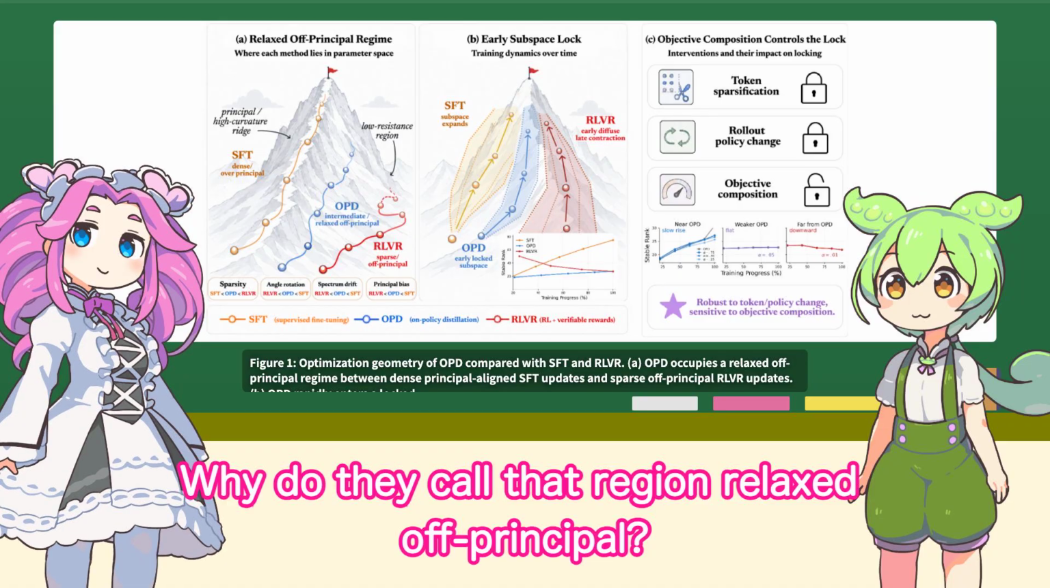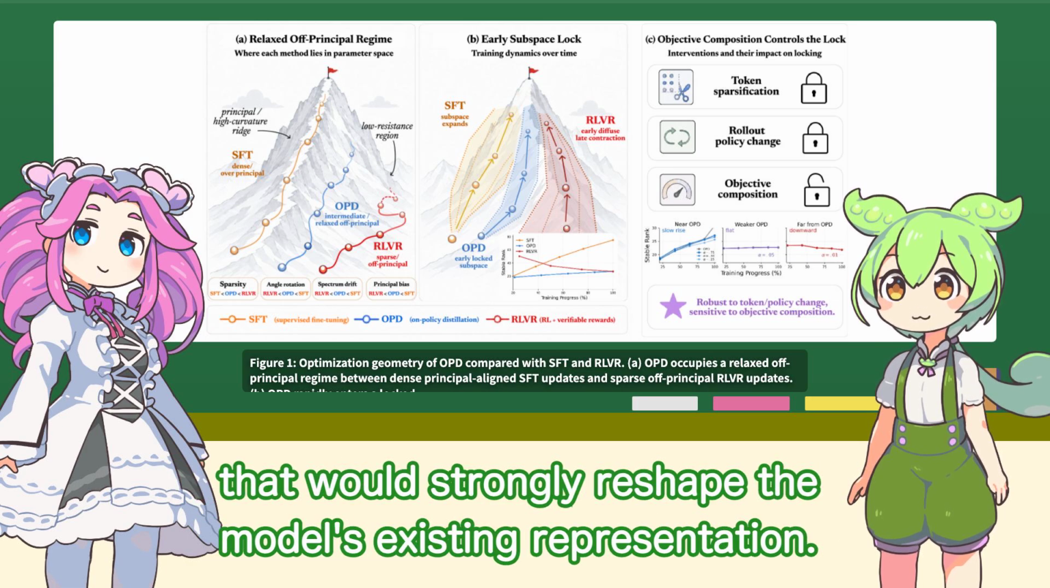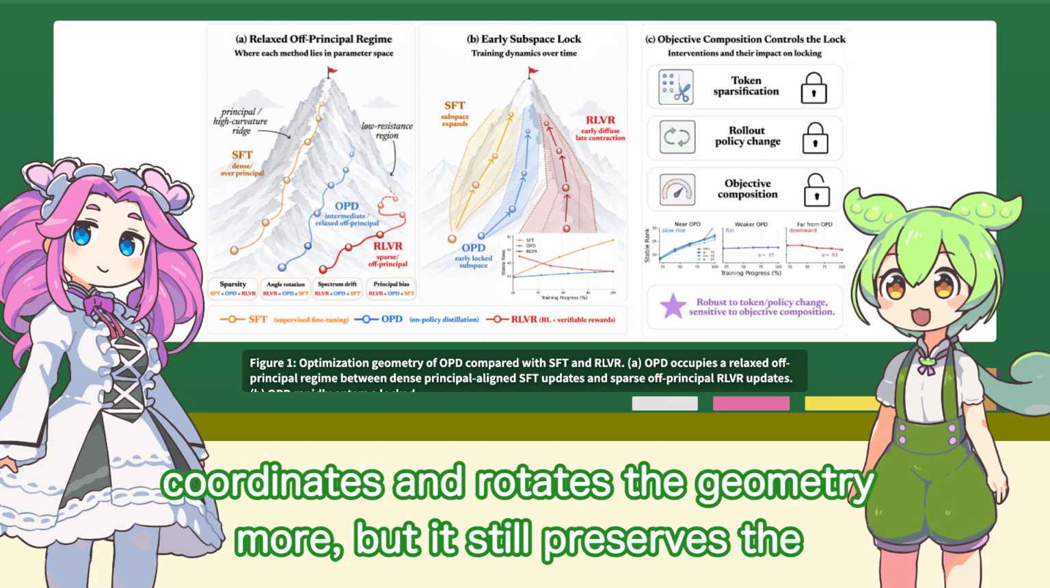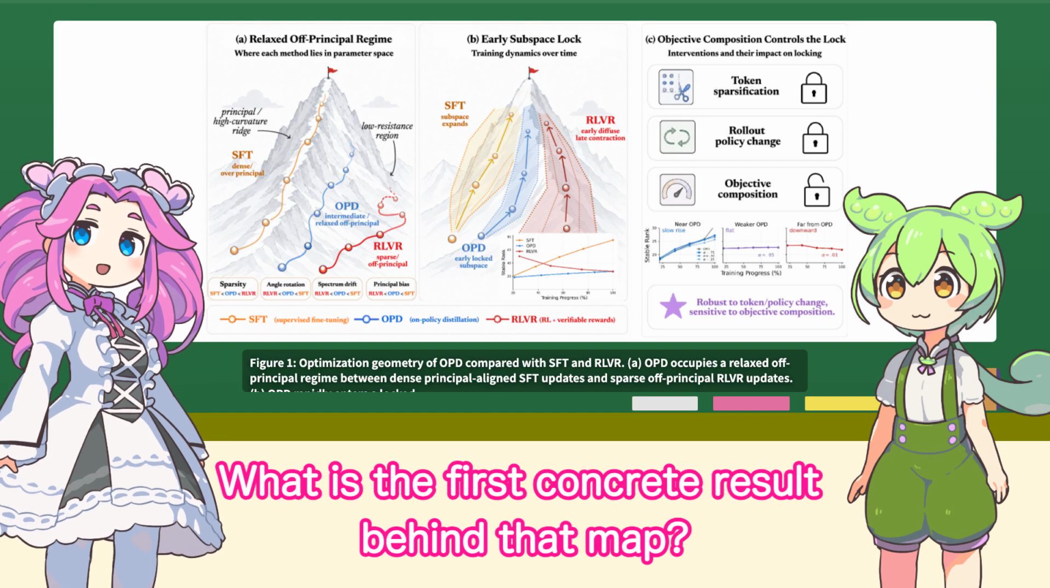Why do they call that region relaxed off-principal? Off-principal means the update avoids the dominant pre-trained directions that would strongly reshape the model's existing representation. Relaxed means OPD is not as tightly constrained as RLVR. It moves more coordinates and rotates the geometry more, but it still preserves the pre-trained spectrum far more than SFT does. What is the first concrete result behind that map?